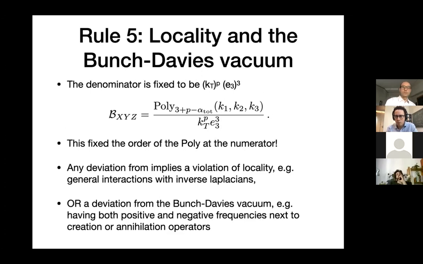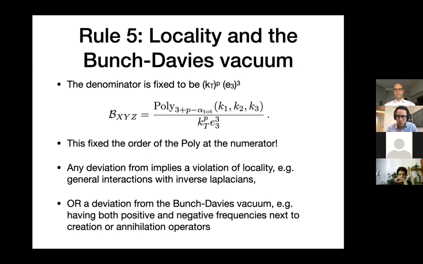Any deviation from this rule implies either that you consider non-local interactions, for example, interactions with an inverse Laplacian, or that you have deviations from a Bunch-Davies vacuum. For example, if you consider your mode function to include both positive and negative frequency functions, then you would get other poles. But if you stick to Bunch-Davies, this is the only thing you can have.